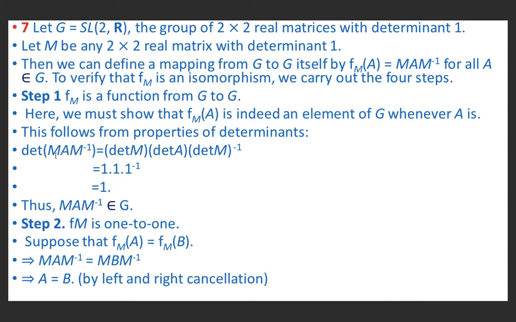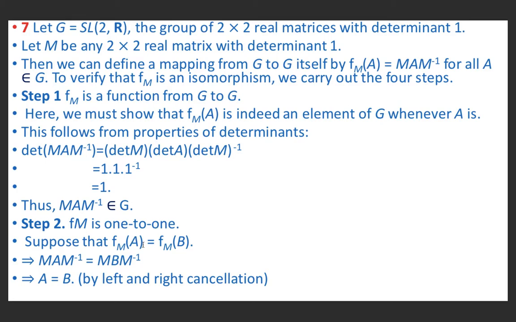Also, because M is a 2 by 2 matrix and A is also a 2 by 2 matrix, on multiplication, we use the multiplication that we use to multiply matrices. If we multiply M A M inverse, the resulting matrix is a 2 by 2 matrix, and it is of course a real matrix. So it means M A M inverse belongs to G, because this is a 2 by 2 real matrix with determinant 1. Now the next step is F_M is 1 to 1.